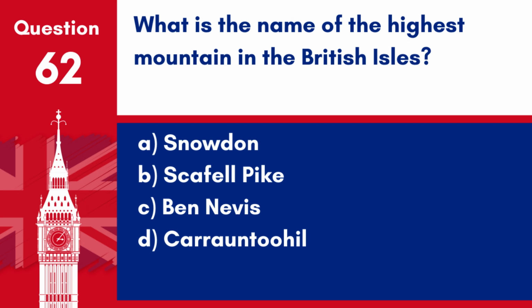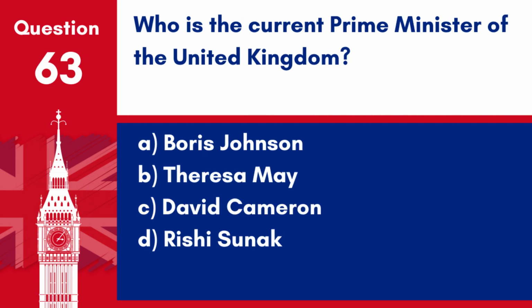Answer C. Ben Nevis. Ben Nevis, located in Scotland, is the highest mountain in the British Isles. Question 63. Who is the current Prime Minister of the United Kingdom? A. Boris Johnson, B. Theresa May, C. David Cameron, D. Rishi Sunak.